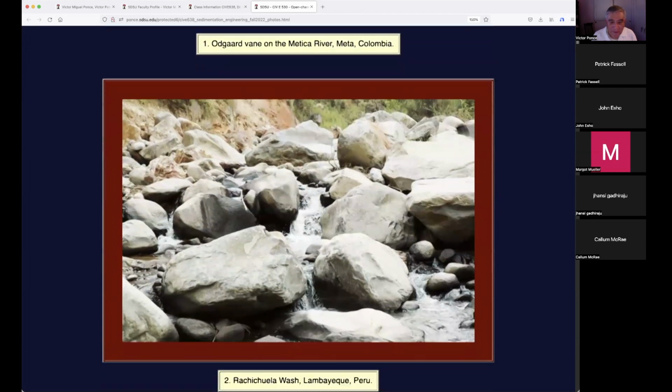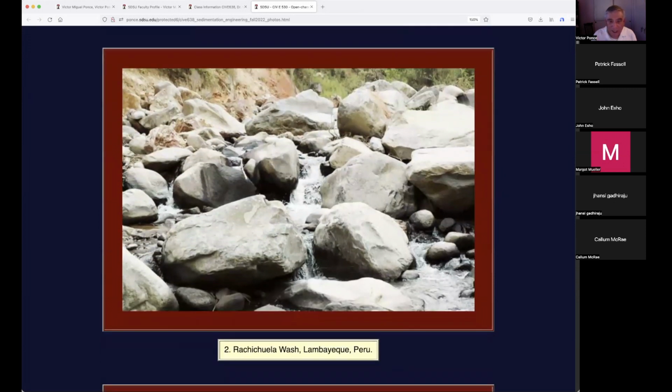This is a good example of what is the difference between hydraulics and hydrology. Is the river hydraulics or is it hydrology? Actually, it is both. This is the Rachichola Creek in Lambayeque, Peru. Back in the year 2008, we had a project over there for a hydrology project, of which we talk about briefly in our other class 634.